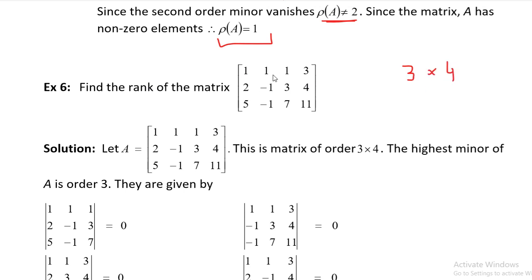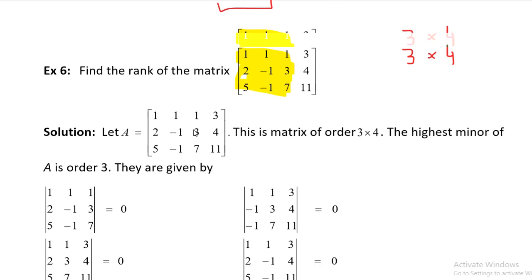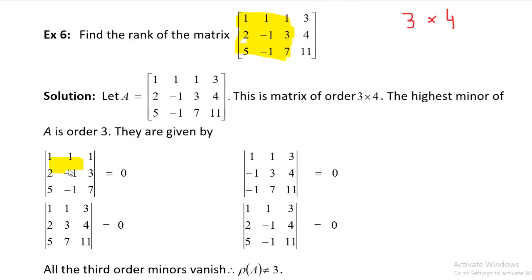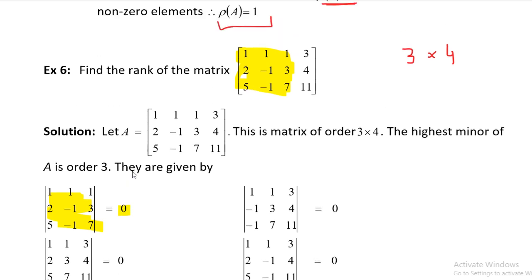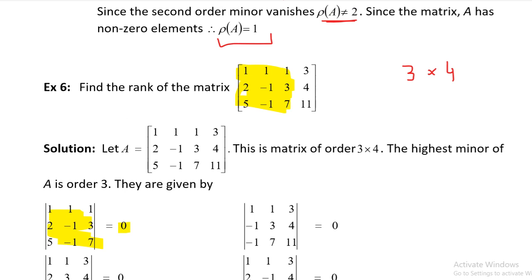So you can pick the first 3 columns. This is the first minor, which is written here, right? This first minor gives you a 0 answer, but I have to pick all of them. Now your second minor will be: you can take first, second and fourth. This is the second one. Then you can pick first, third and fourth. This is the third one. And then you can pick second, third and fourth.